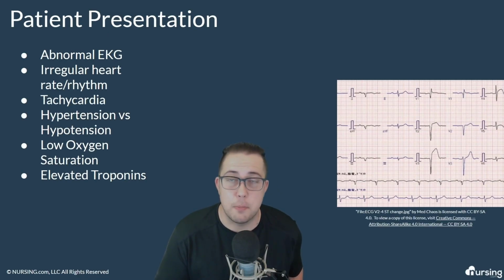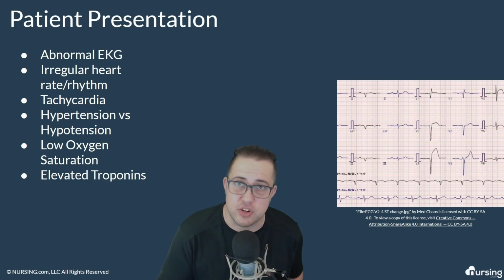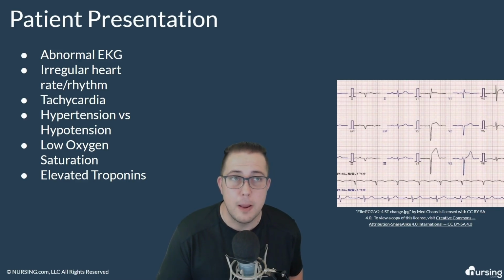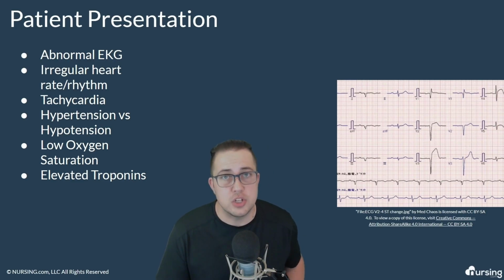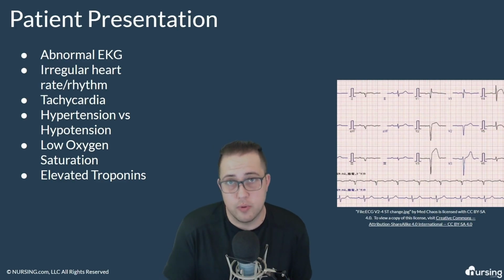Some of the other things that a patient may present with are abnormal EKGs. We specifically look at the ST wave, right? What you're used to seeing in patients who have MIs are ST elevation or ST depression. Make sure you freshen up on our EKG course if you're unsure what I'm talking about. But this change in our ST wave is directly reflective of either cardiac ischemia, lack of blood flow, or actual infarction. We could also see an irregular heart rate or rhythm.